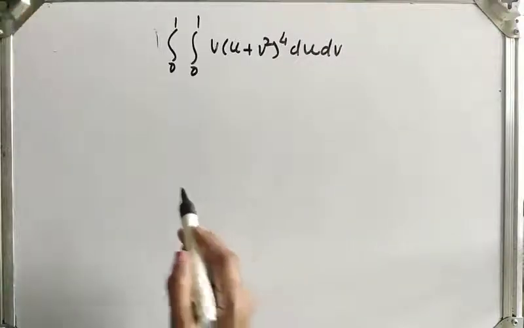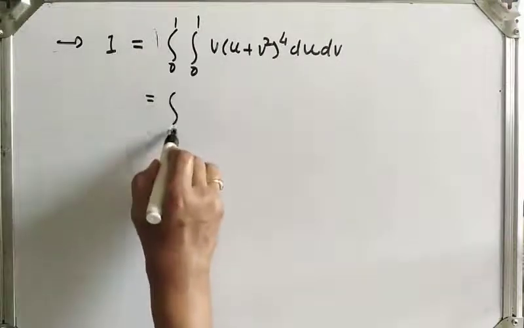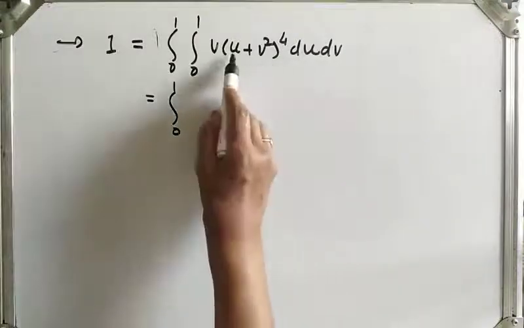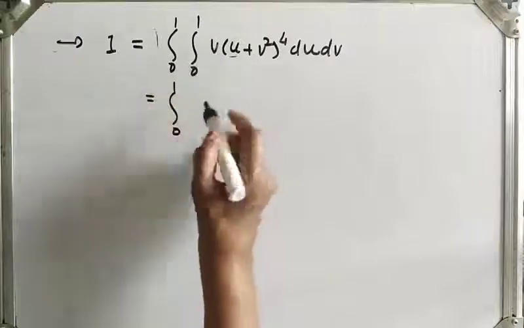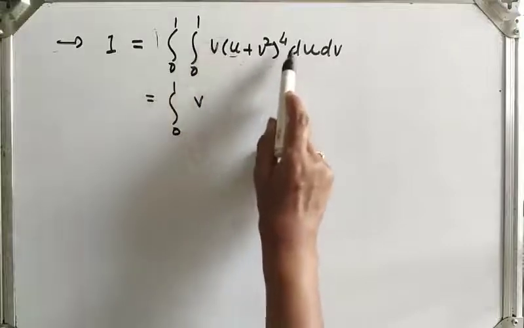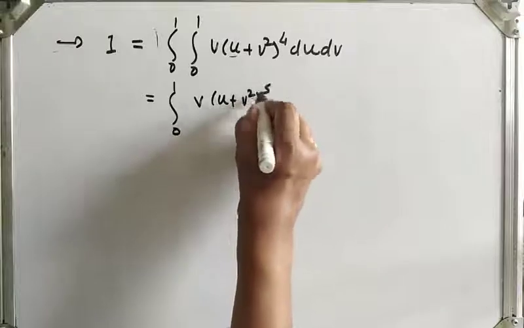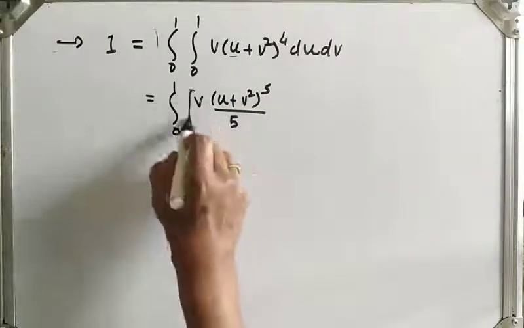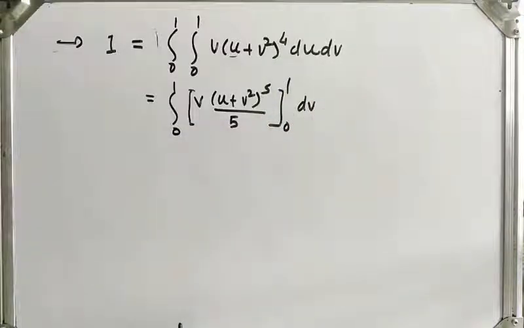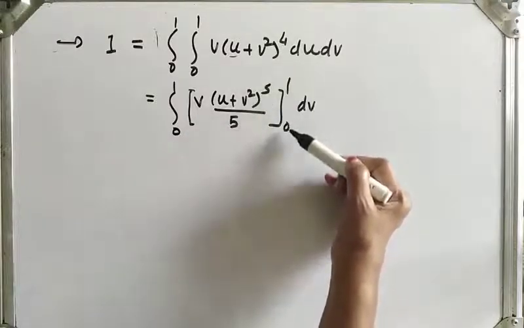So in the solution, I is equal to this given integral, which is the integral from 0 to 1. First we integrate with respect to u. Here v is constant, and as it is (u plus v squared) raised to 4, its integration with respect to u will be (u plus v squared) raised to 5 upon 5 with limits from 0 to 1, dv as it is. Then we apply limits, we put 1 for u and then minus 0.